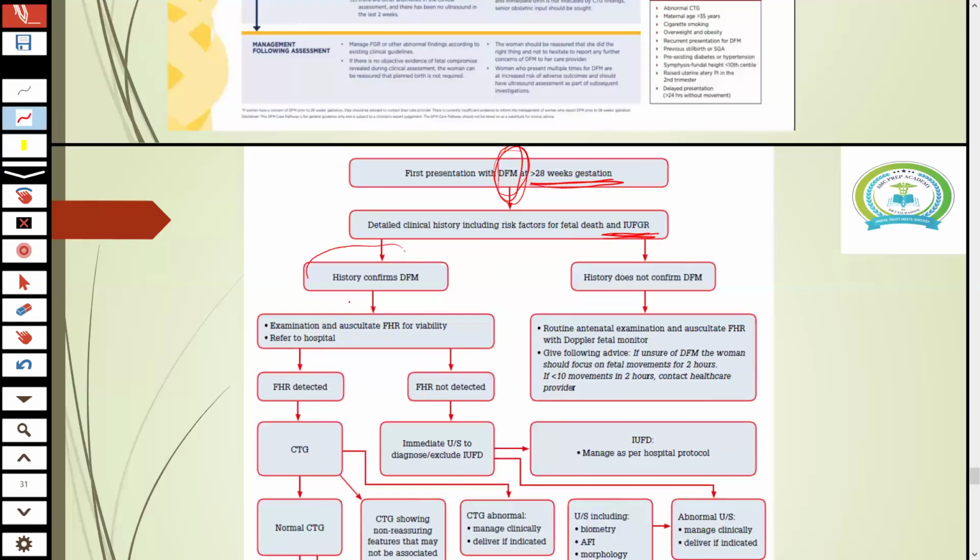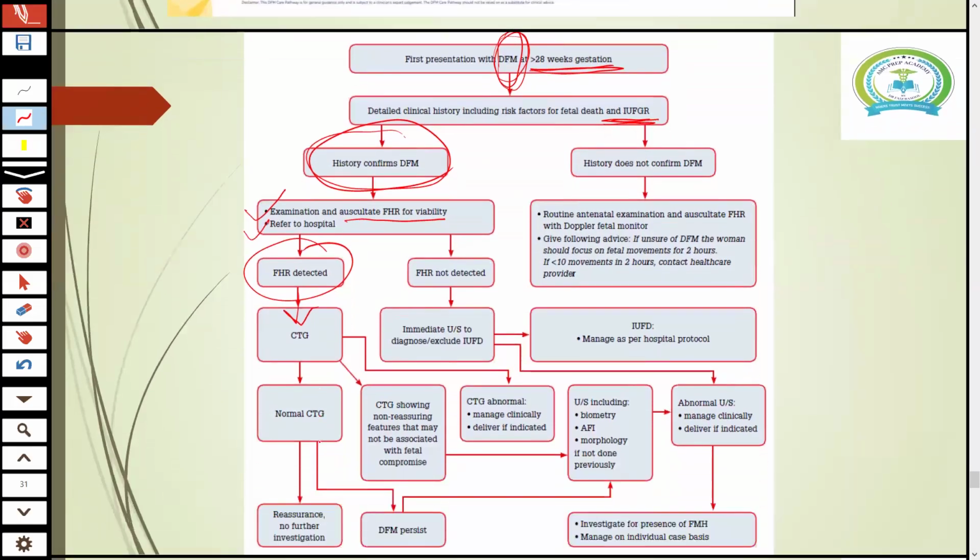Once history confirms decreased fetal movement, we need to examine and auscultate the fetal heart rate for viability. Referral in our question is already done. If the fetal heart rate is detected, then we have to start the CTG to see whether it is going well or not. CTG is a very big topic we will discuss in our obstetric class. Till then, if it's a normal CTG, we reassure the patient, there is no need for further investigation, and she can easily go home.